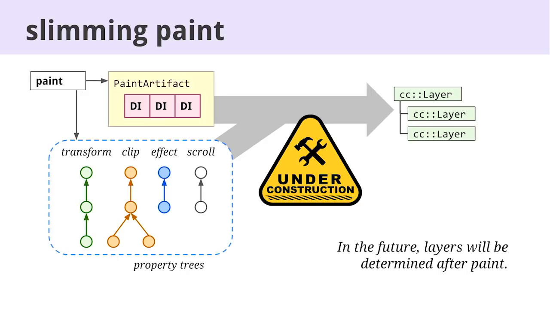In the future, we're going to create layers after paint instead of before paint. This is a project called Slimming Paint, and the goal of Slimming Paint is to let us make more fine-grained compositing decisions and make compositing more independent of paint order and other things. So in the Slimming Paint world, we will create layers by taking chunks of display items that share common properties. And those properties, which used to be associated with layers, are now stored in their own structures called property trees.